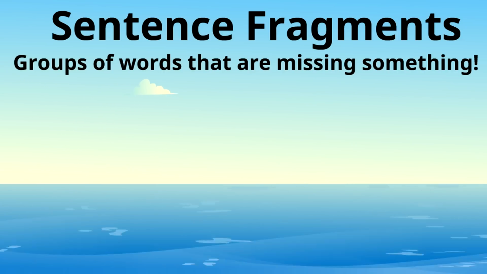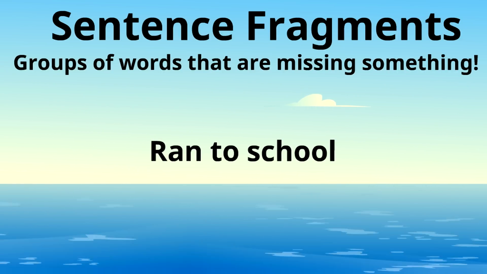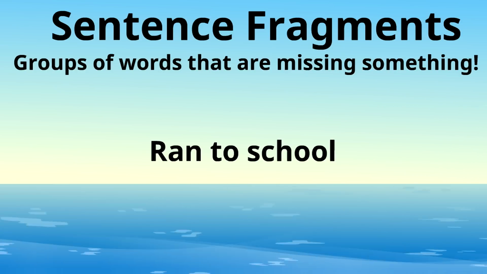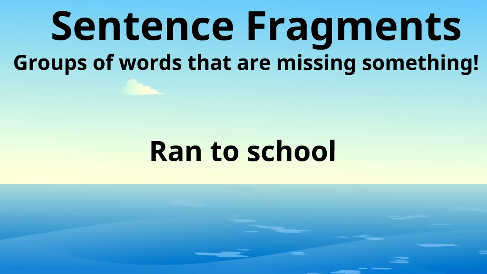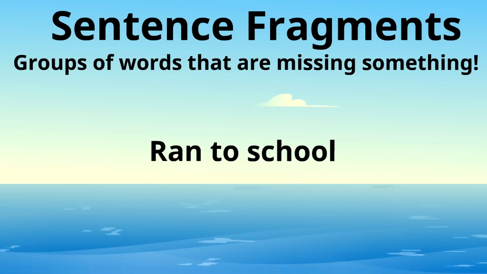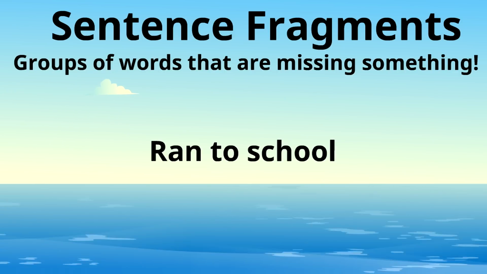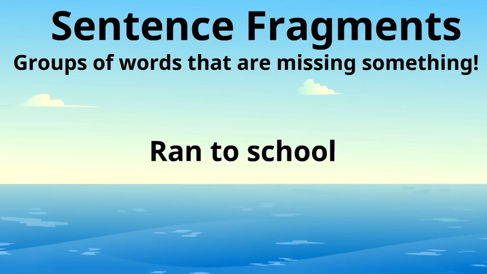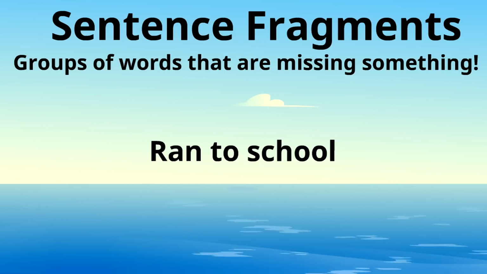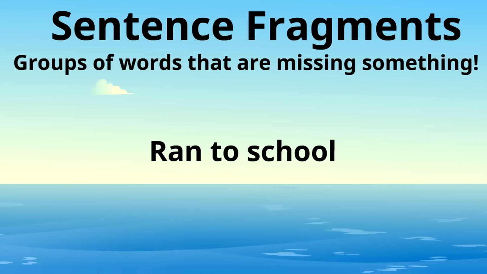Or how about this one? Ran to school. Ran to school? It doesn't have a subject. Who ran to school? We have so many questions about this. This is not a complete thought. It doesn't tell us who it's talking about. Every sentence has to have a subject and a verb. This has the verb ran, but it doesn't have a subject. Ran to school is not a complete sentence, it's a sentence fragment.